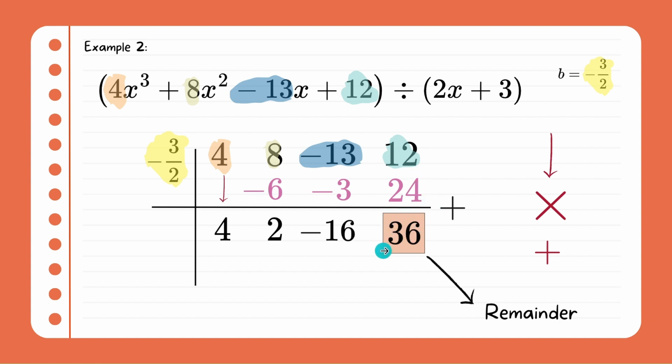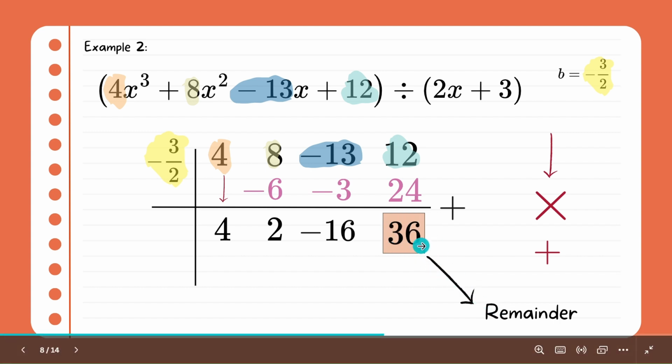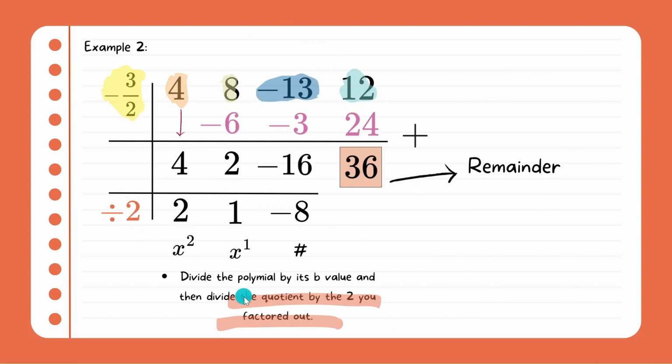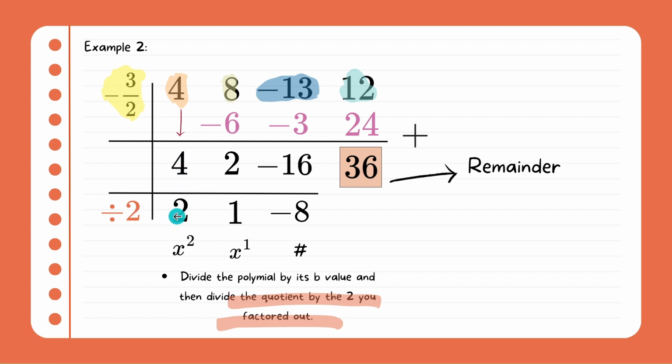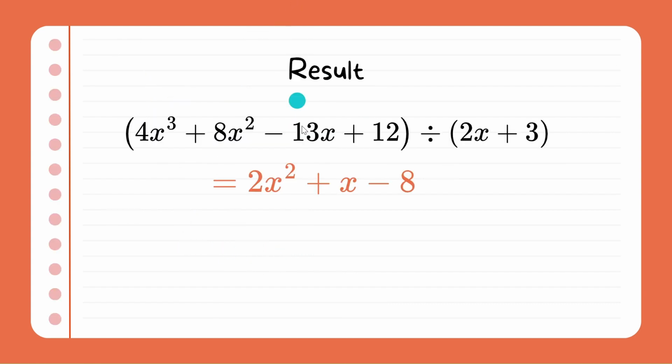And remember that the last number under the chart is always going to be the remainder. The extra step in this scenario is to divide the quotient by the 2 which we factored out. So we divide the quotient by the 2, which gives us 2, 1, and negative 18. And then we can label as normal from right to left, starting with the constant and then the variables in increasing degree. So our final answer for this problem is 2x squared plus x minus 8.